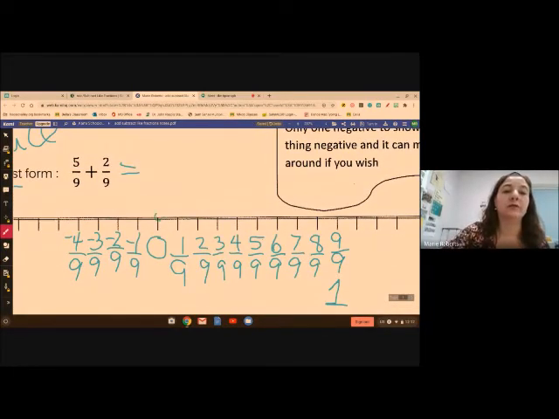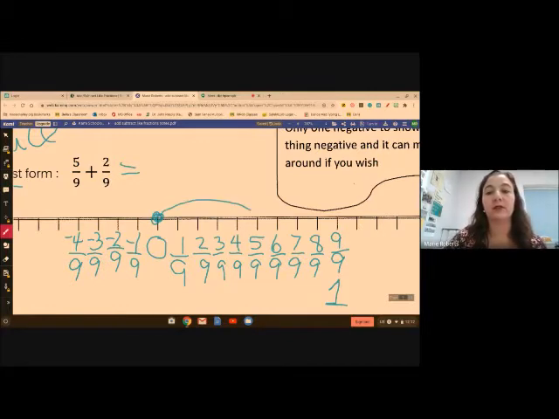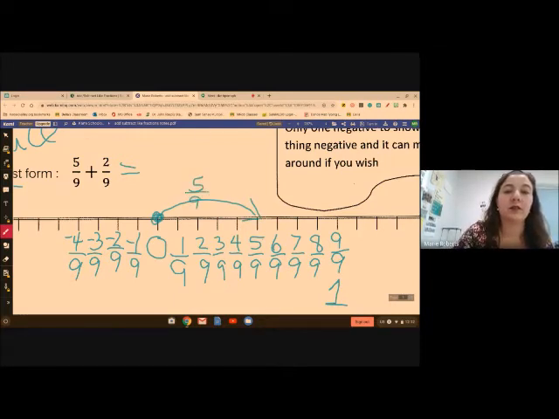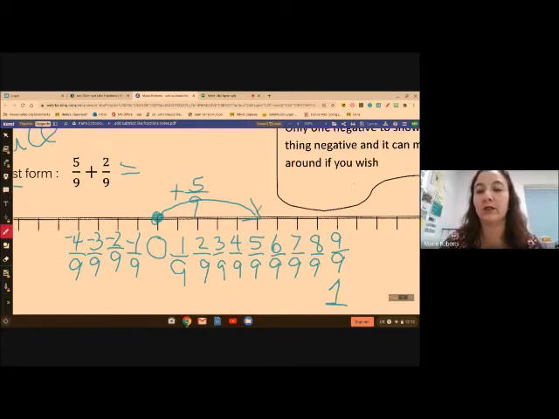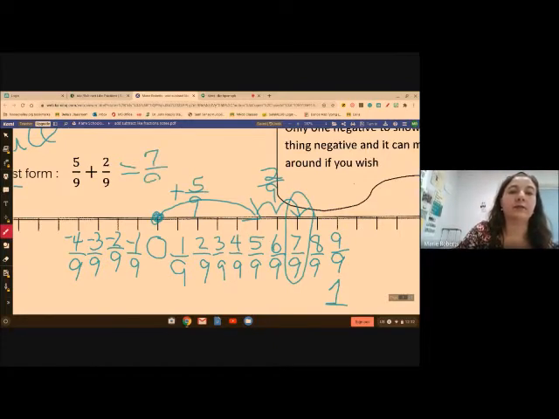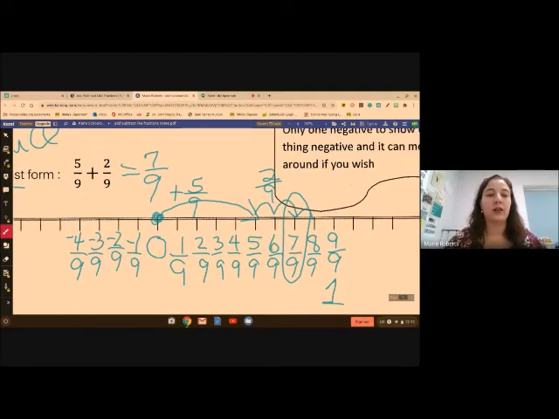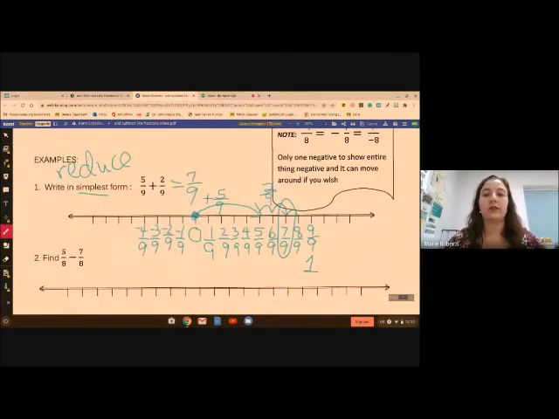We always start at 0. Positive is to the right, so positive 5/9 is how many spaces? Well, if every space is 1/9, and I need 5 of them, I need 5 spaces. So there's my 5/9. And then I have another positive, so I'm going to go to the right. 2/9. Every space is 1/9, so 1, 2/9. And you can see the answer is 7/9. Easy peasy lemon squeezy. Nice flat road for us to walk on. Not a lot of effort for that.